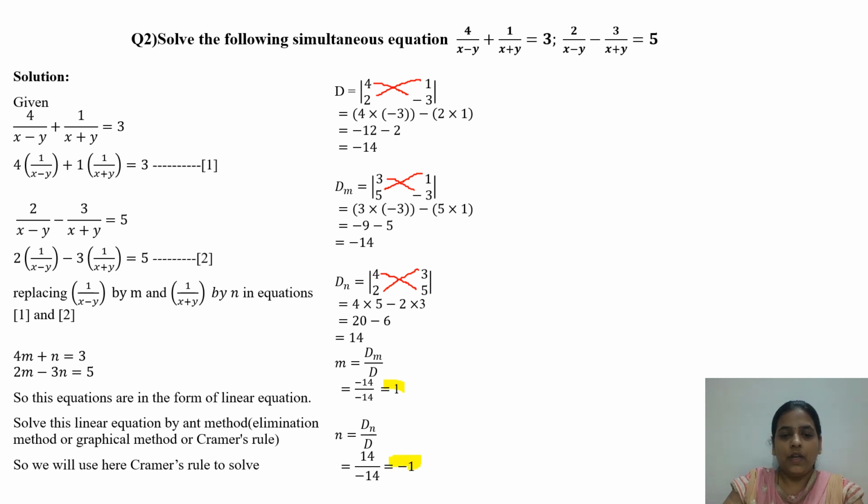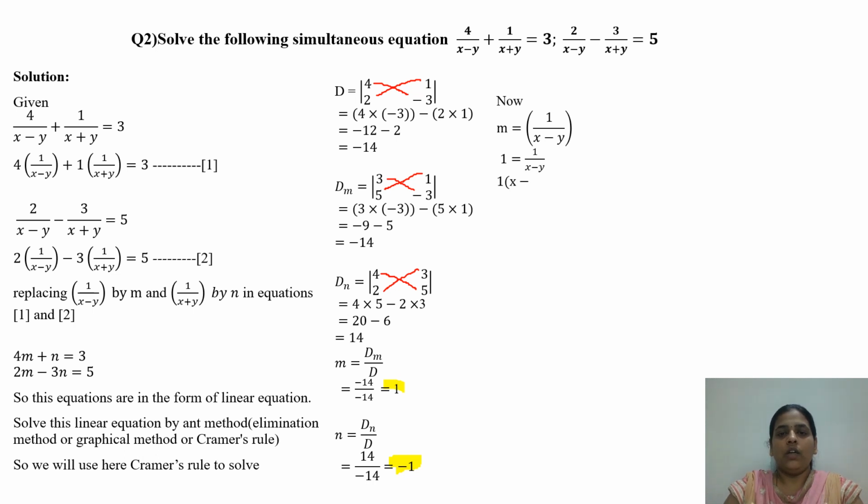So put this value. m is equal to 1 upon x minus y. So instead of m, we want to put here 1. So 1 is equal to 1 upon x minus y.